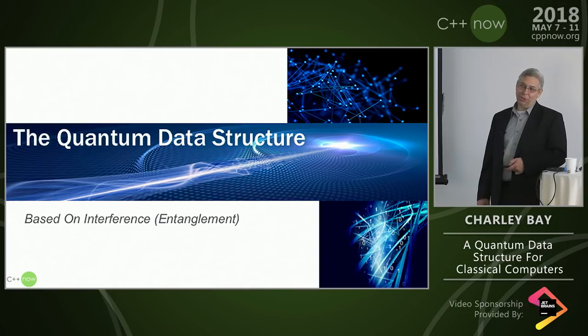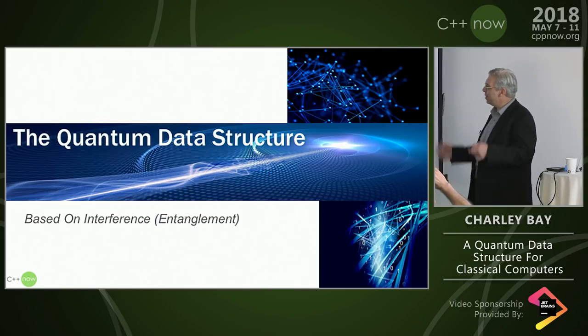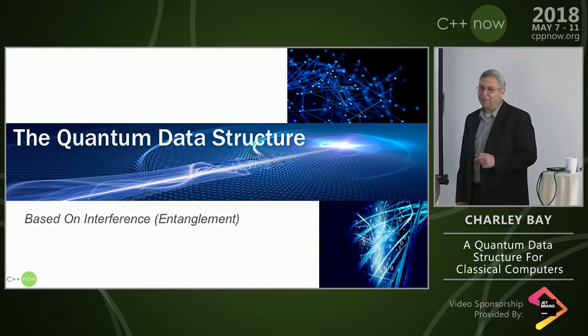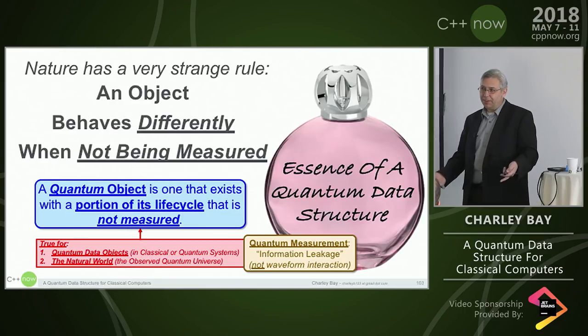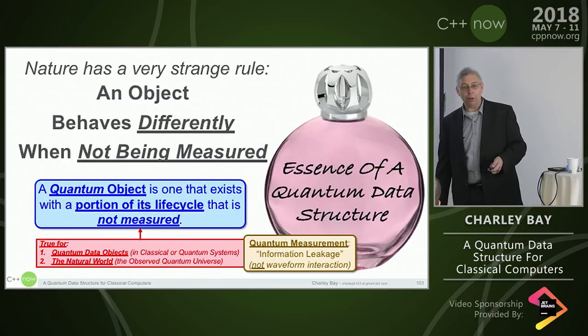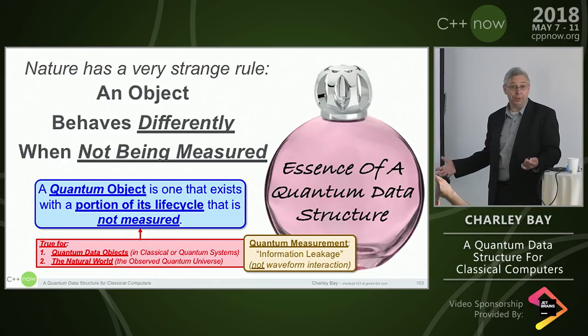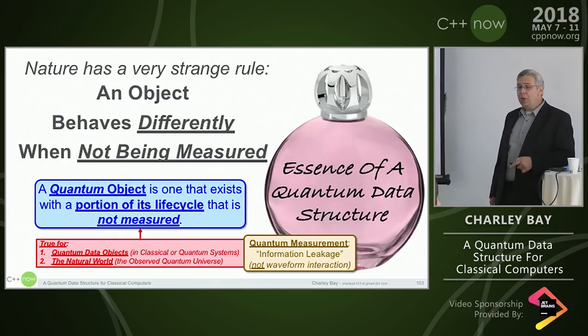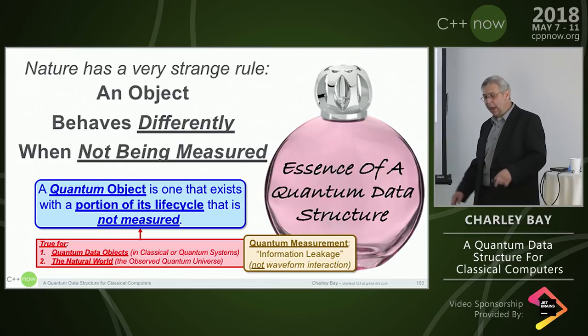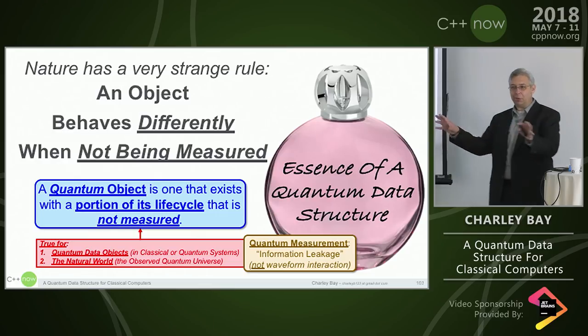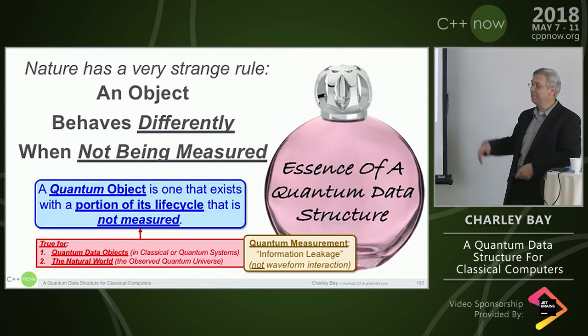The quantum data structure. Okay, so we played around with time. That's kind of fun, but it's based on this interference thing. Nature, by the laws of physics, has a very strange rule. And this is a real rule. This happens. An object behaves differently when it is not being measured, meaning observed. When you're not looking at the toys in the bedroom, they run around like Toy Story. That's what this is saying.